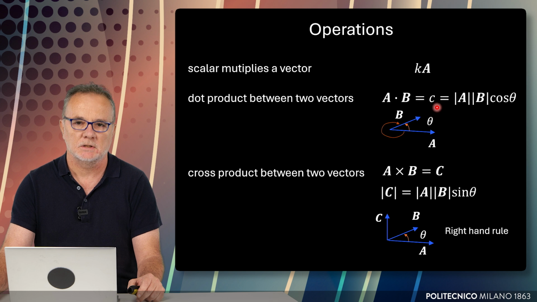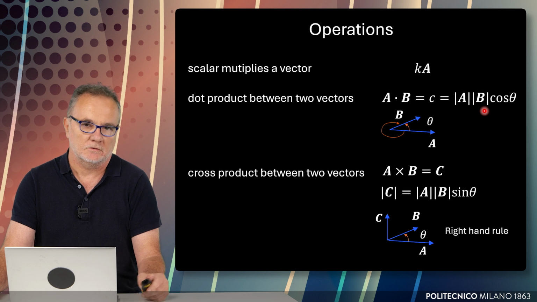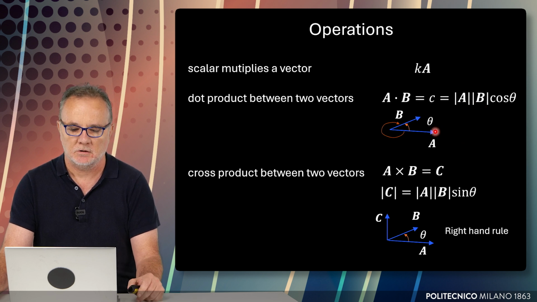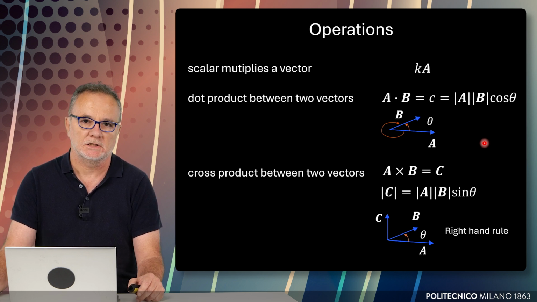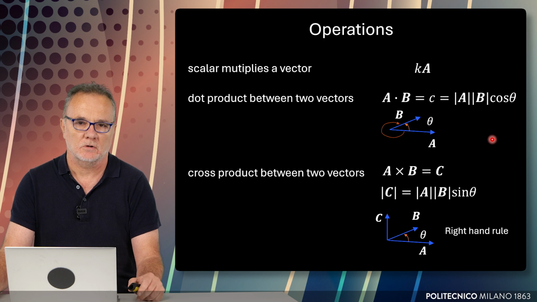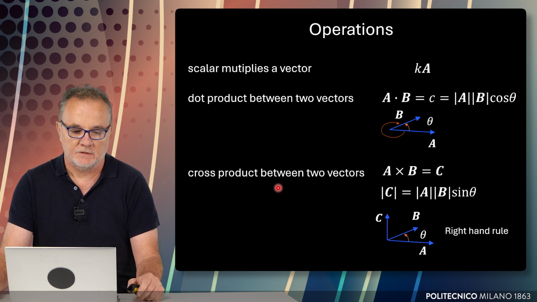The result is a scalar, and the value of this scalar is the product of the magnitudes of the two vectors times the cosine of the angle between the two vectors. So this dot product is maximum when the two vectors are parallel, and is null when the two are orthogonal. We have the cross product, which is indicated in this way.